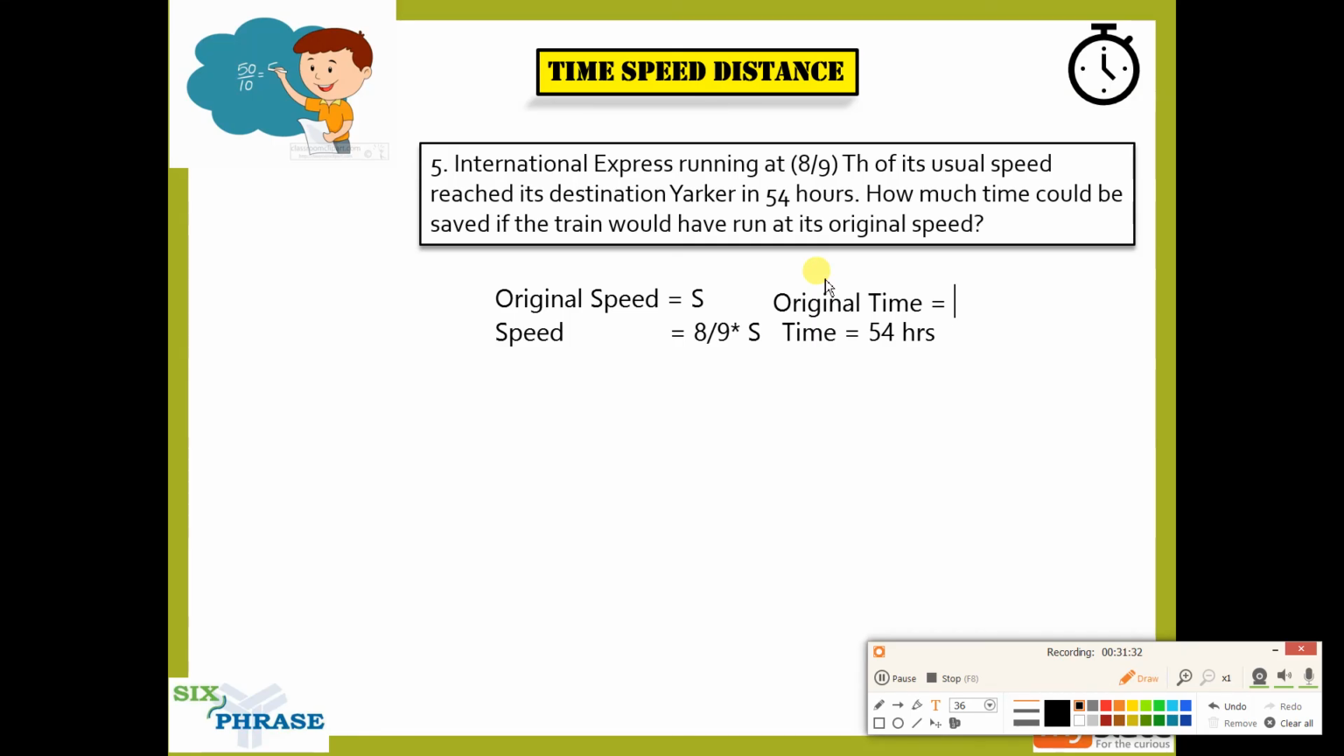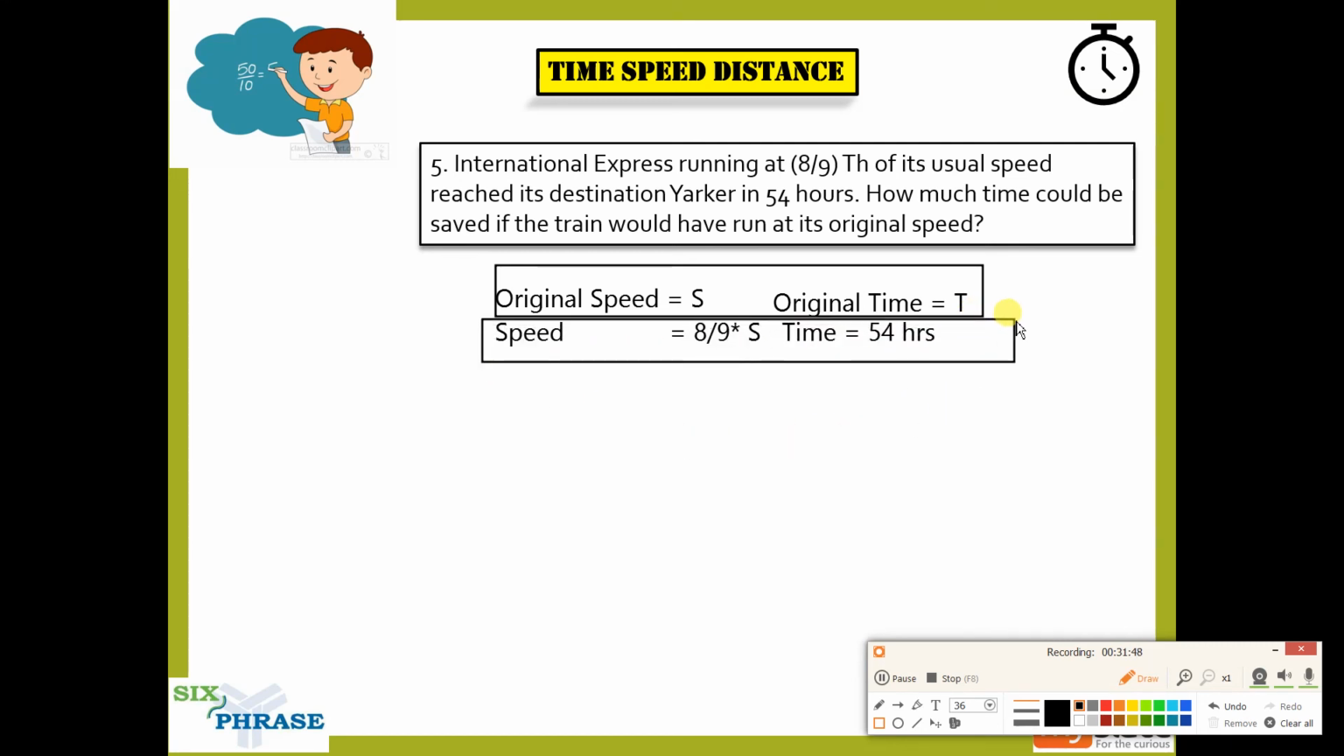We have to find the original time, so we'll take the original time to be t. One thing you can see is, this is one case where it is the original speed and the time is the original time. This is the second case where the speed is 8 by 9th of the original speed and the time is 54 hours. So this is the first case, this is the second case. But tell me, in both the cases, is the distance the same or different? The distance is the same, right?